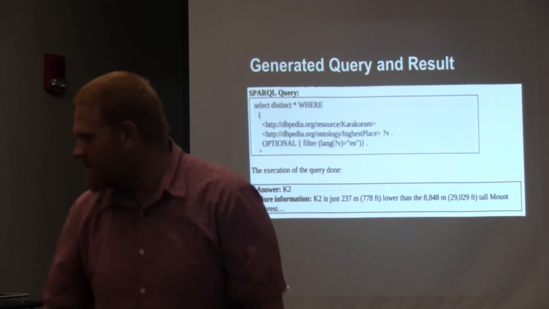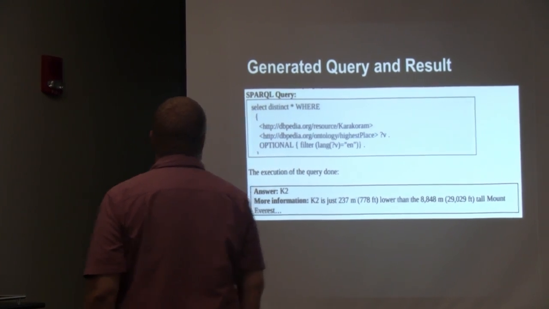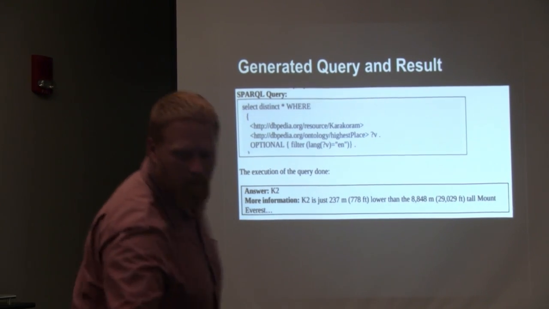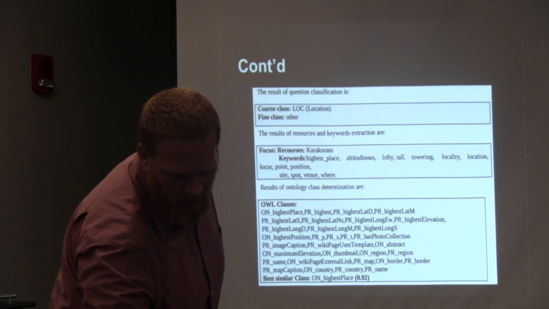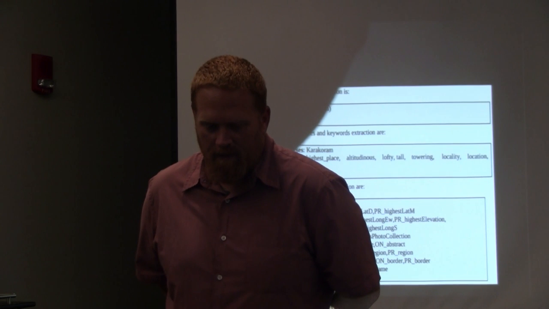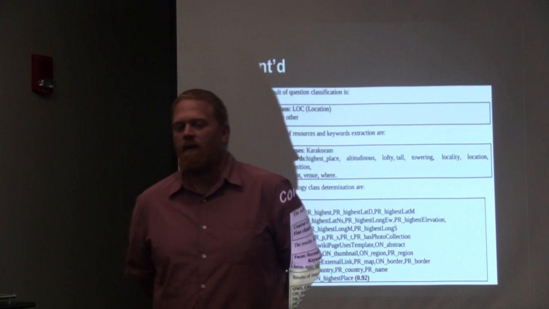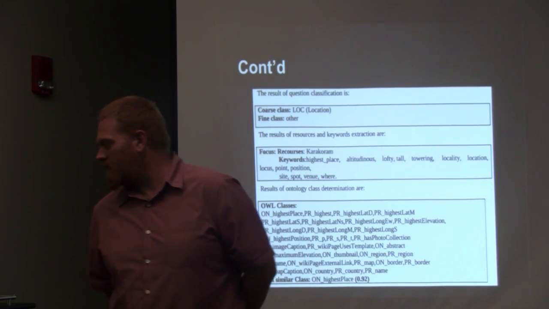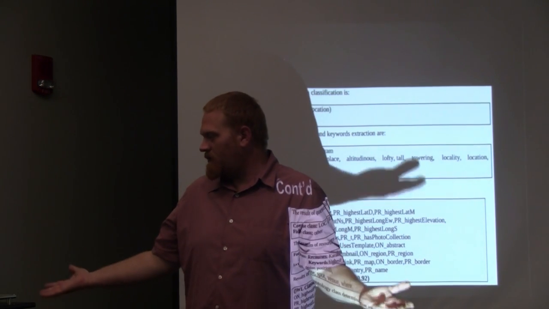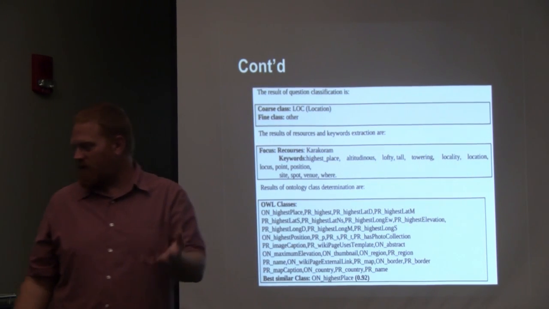I had a question. Go for it. So in the fine class, in this example, it says other. So how did it narrow it down? That's a good question. I don't know. I saw that too. I think that if they couldn't find a narrower term, they tried to match with the broader. So if you could get more focused, you can. But if the best you can do is say, in general, it's a location, then that would be what you would go with if you could find an ontology description that matched location.